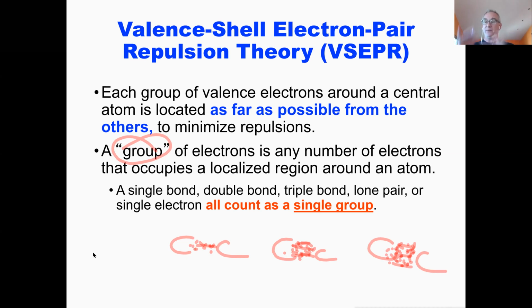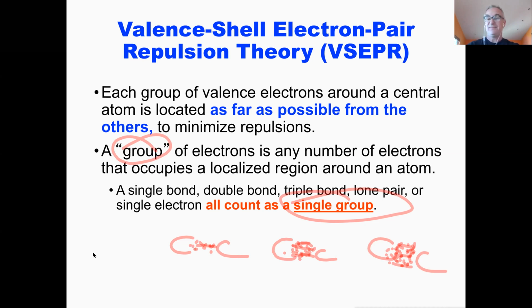Now, every group is just a group of electrons in a particular area in space. That's all it means. So it can be a lone pair, it can be a single bond, a double bond, or a triple bond. It doesn't matter. It's just a group of electrons in space. That's all it means. So they all count as a single group. And that'll be important when we're figuring out what the shapes are.